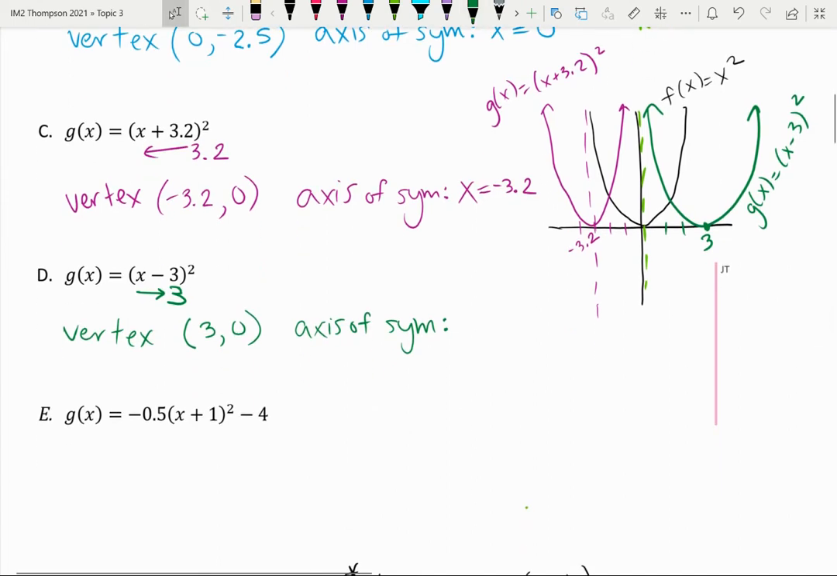For a parabola, my axis of symmetry is always going to be a vertical line going through the vertex. Now, when I look at different functions, it's not always a vertical line, right? It's just whatever line a function is symmetric about, if the function is symmetric. But in this case, it's going to be a vertical line. So I have x equals 3.